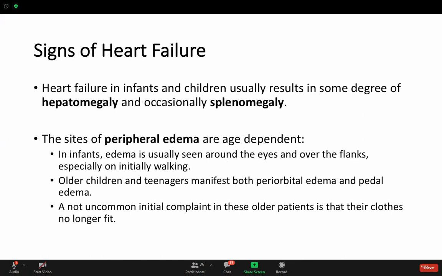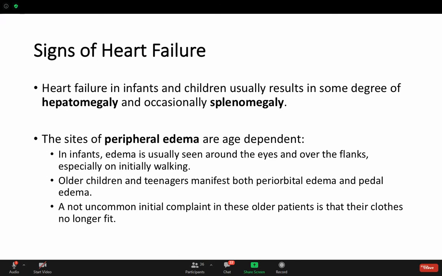زي ما قلنا signs of heart failure في الغالب يصير عندهم هيباتوميجالي اكثر من البريفرال إديمة. احيانا اذا طول ممكن نسوي لهم سبلينوميجالي، بس الاهم هو الهيباتوميجالي. البريفرال إديمة are age dependent. And keep in mind the infants they're lying all the time. تمام؟ فالإديمة is usually seen around the eyes أو الفلانكس الأجناب حقتهم.